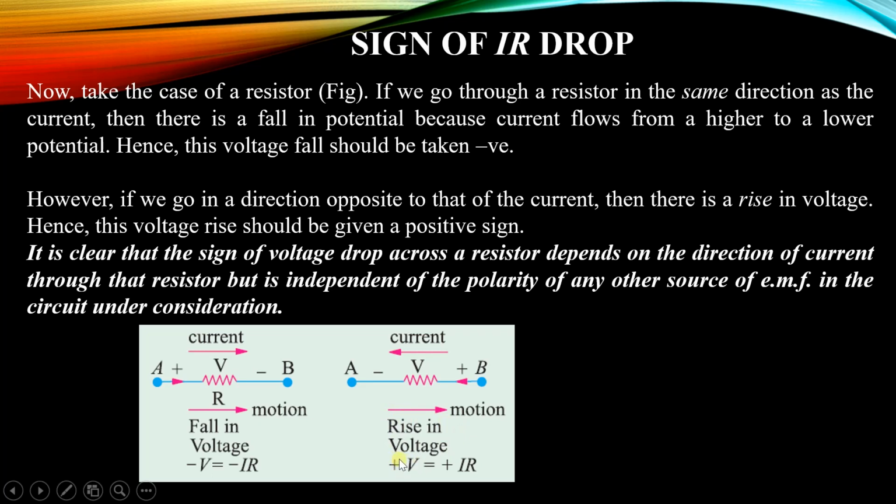It is clear that the sign of the voltage drop across a resistor depends on the direction of current through that resistor but is independent of the polarity of any other source of EMF in the circuit under consideration. Meaning that the voltage sign is dependent on the current direction.